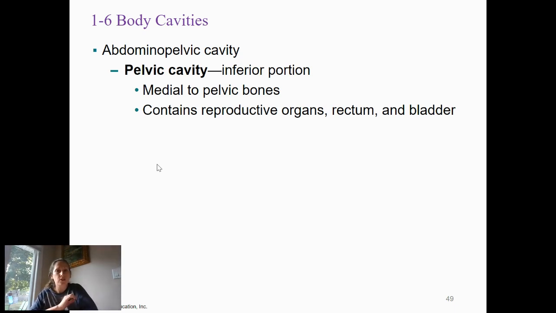So as you go through and take a look at the body cavities and some of the plain vocab from today, make sure that you've got the images up while you're going over the terminology so that it is clear for you.